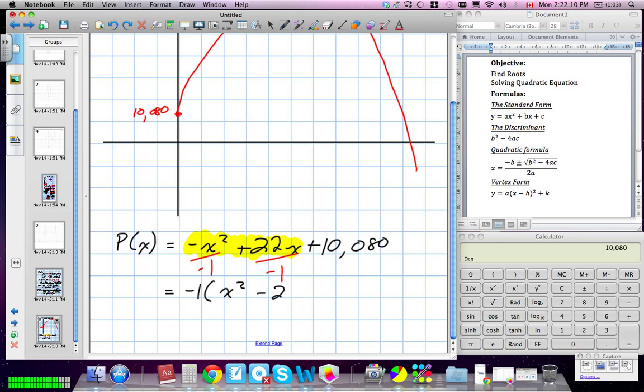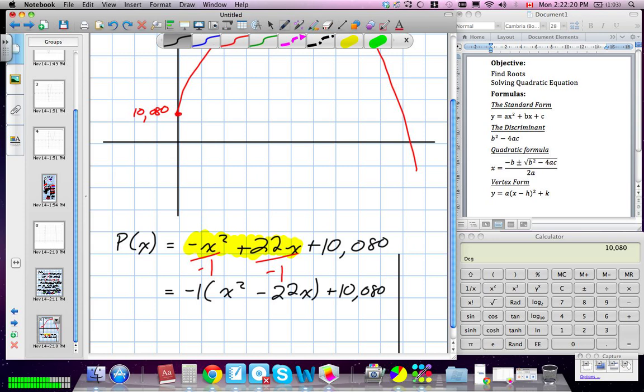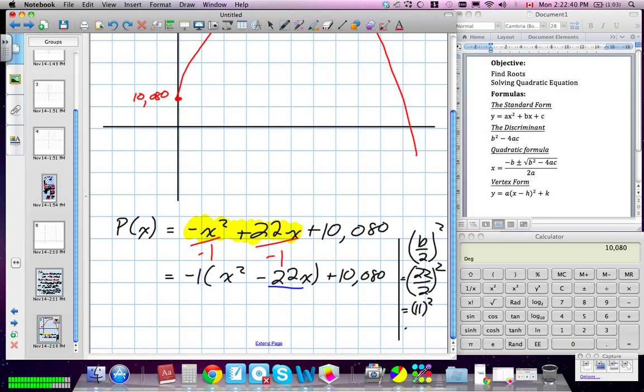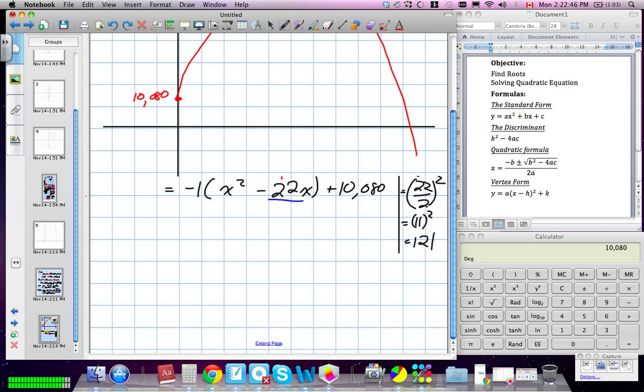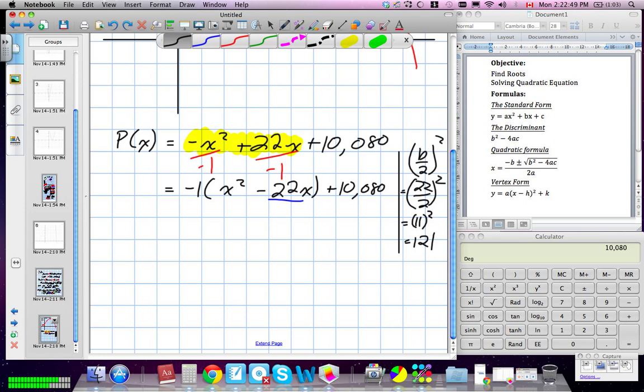Now our side calculation, if you guys remember, we used the formula b divided by 2 squared. Our b term is going to be 22. So that gives us 11 squared, which is 121. That's right. 22 divided by 2 is 11 squared, which is 121. So the 121 is the number we have to add and subtract inside the brackets for completing the square.